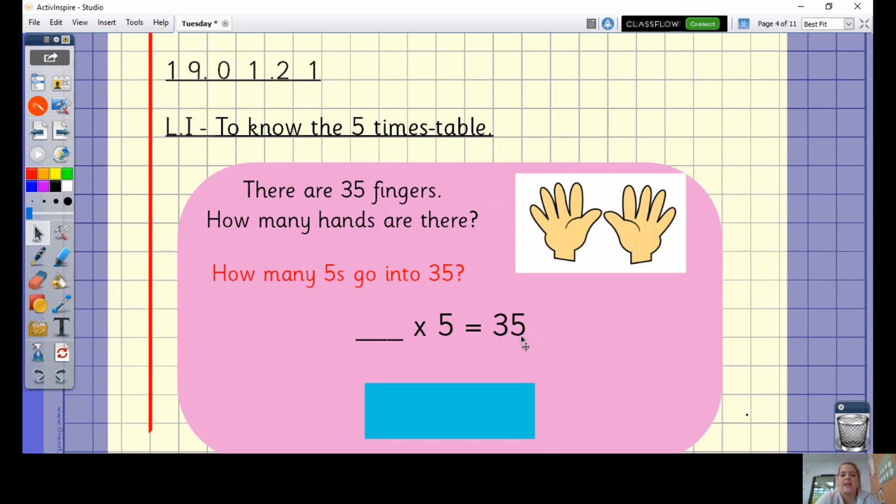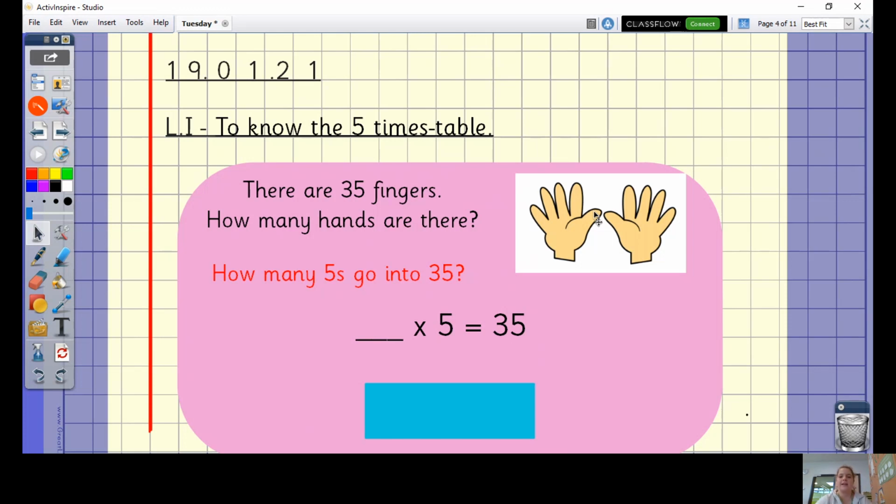Okay, so first of all, think about how many fingers are there on a hand. There's a picture of a hand here to give you a little bit of help. So we've got 5 fingers on one hand. So how many hands would there be if there were 35 fingers? So again, count up in 5s until you get to 35 and see how many fingers are showing. And that would be your number sentence.